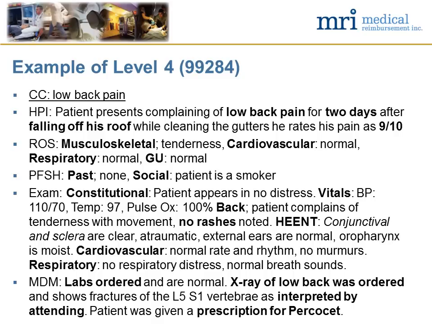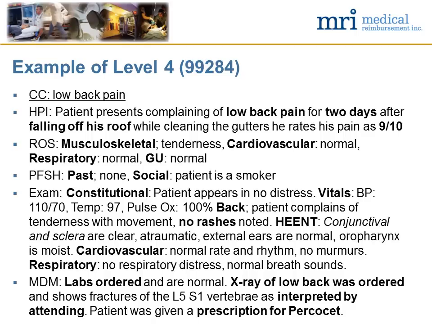When you're billing a level 4 or a level 5, it gets a little more detailed. You have to have more things in your HPI and your exam and your medical decision making. So for a level 4, I'll kind of break this out to show you some things we need. A level 4, you need a detailed HPI, which requires 4 in the HPI, an extended review of systems, and a pertinent past family social history.